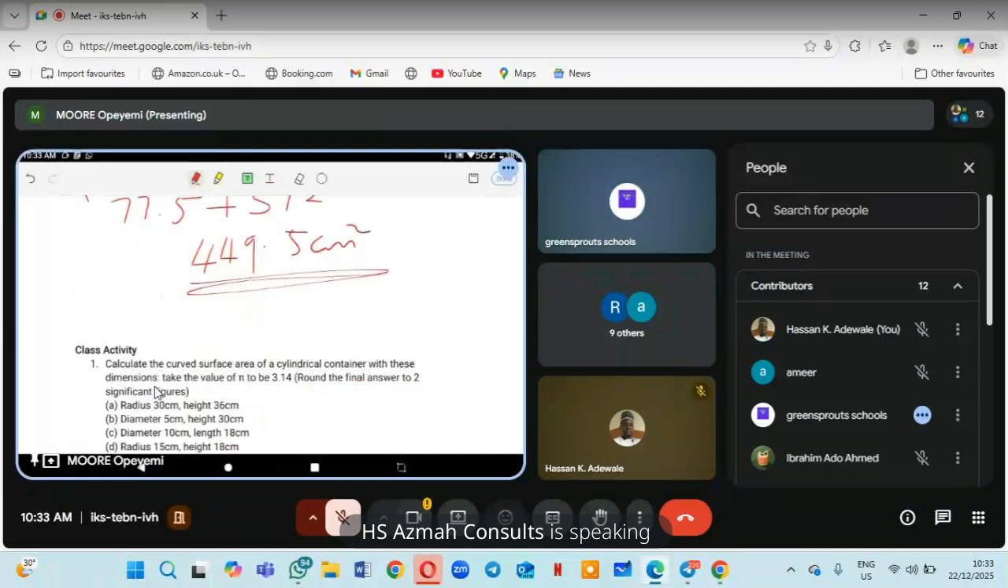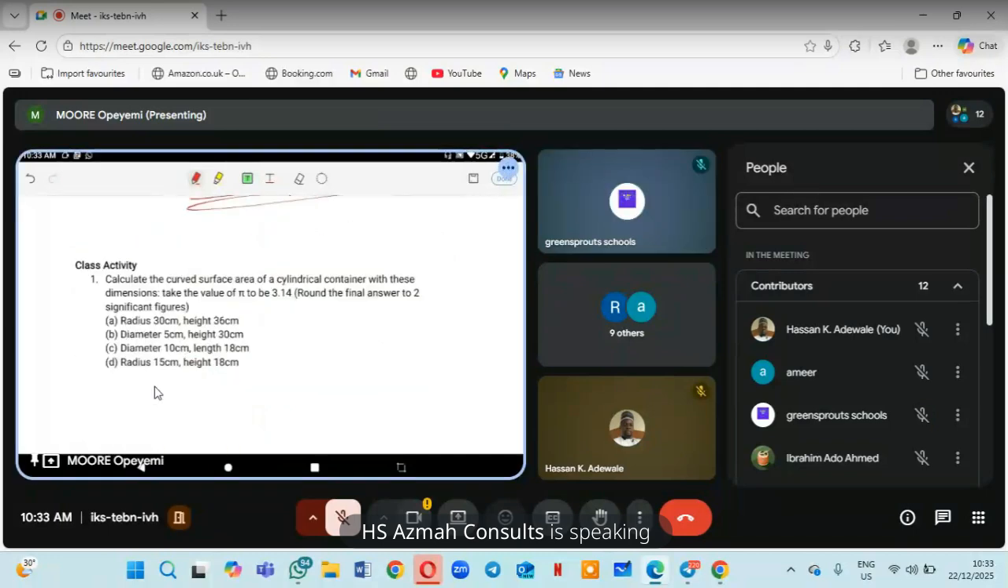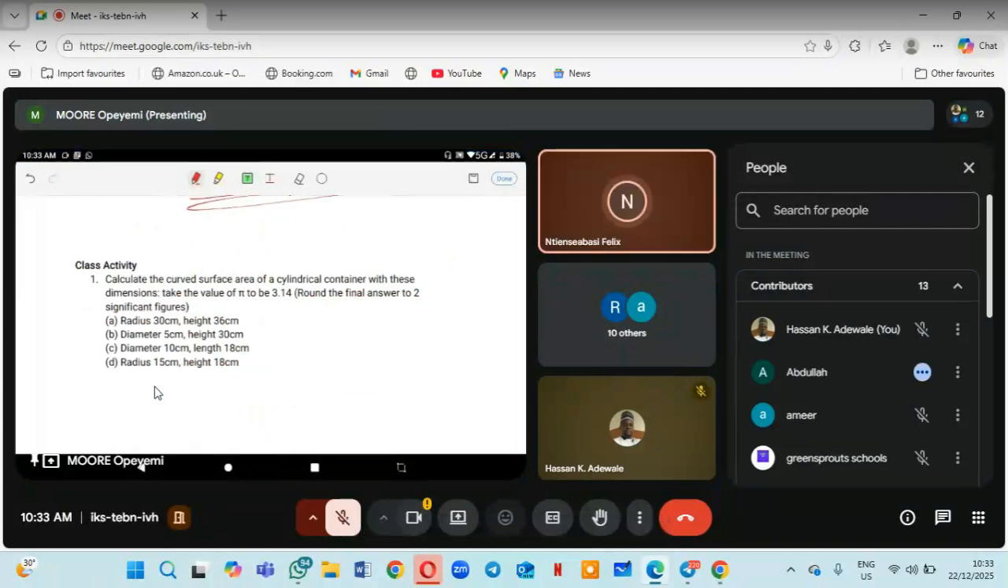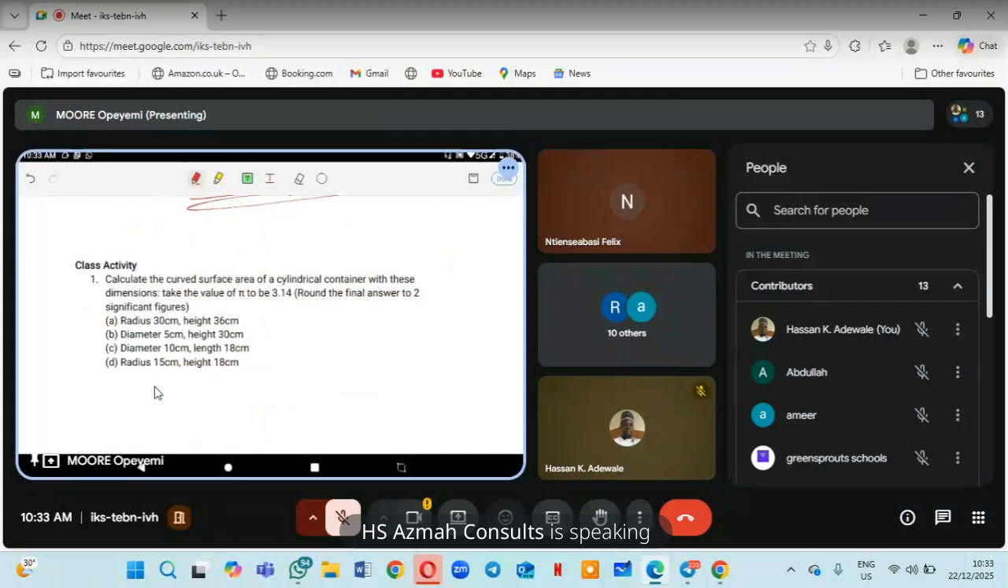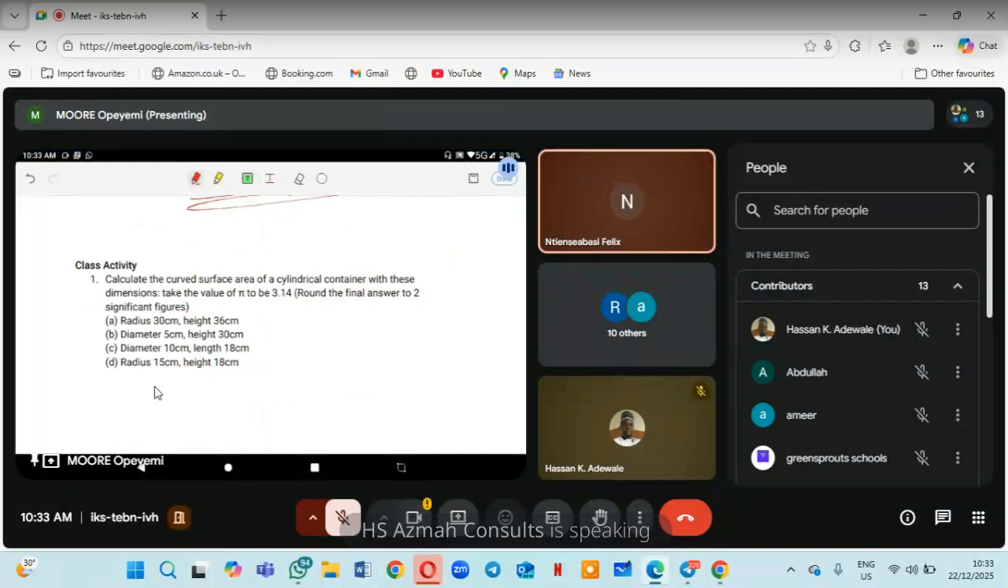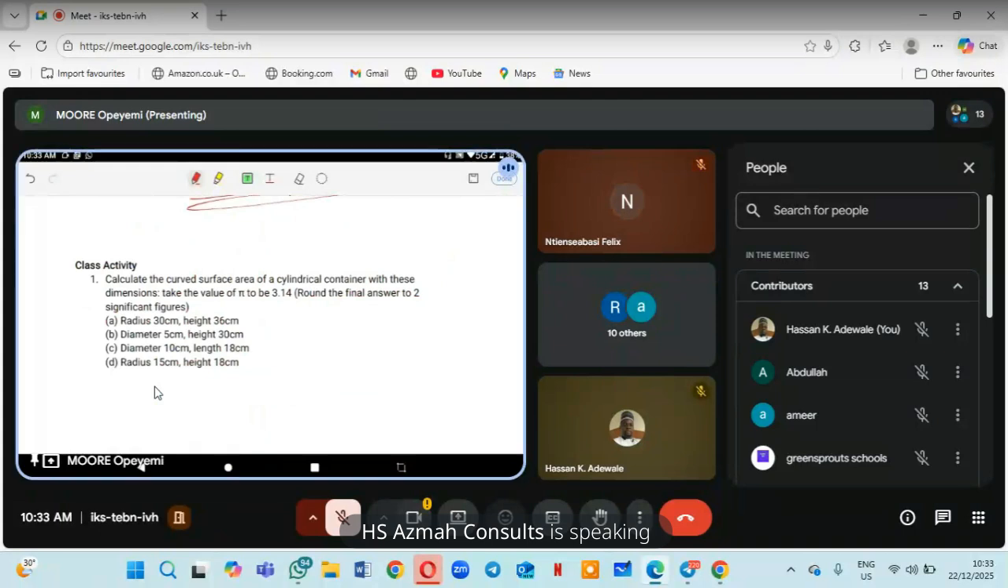I want you to try this one. Look at the first one. Everybody, look at this. Calculate the curved surface area of a cylindrical container with this dimension. Take the value of π to be 3.14. Round the final answer to two significant figures.